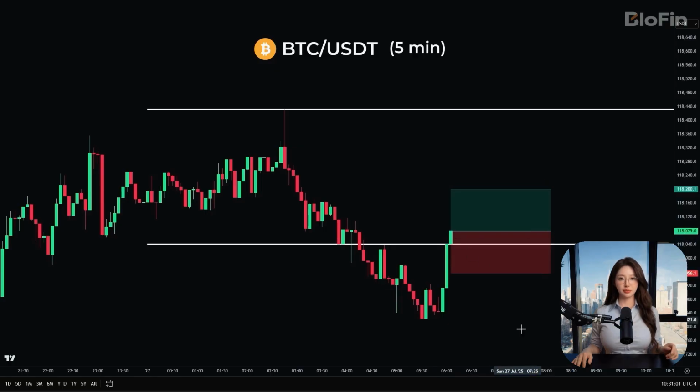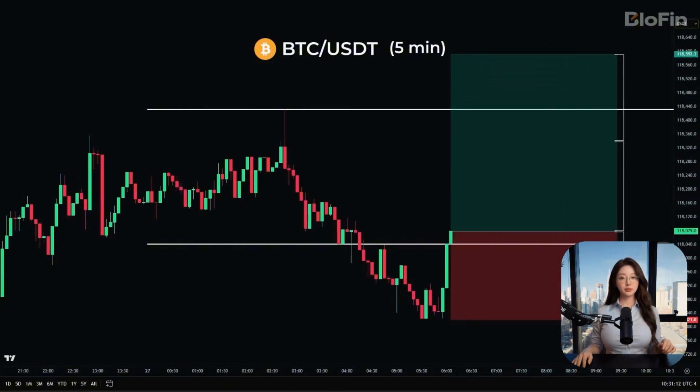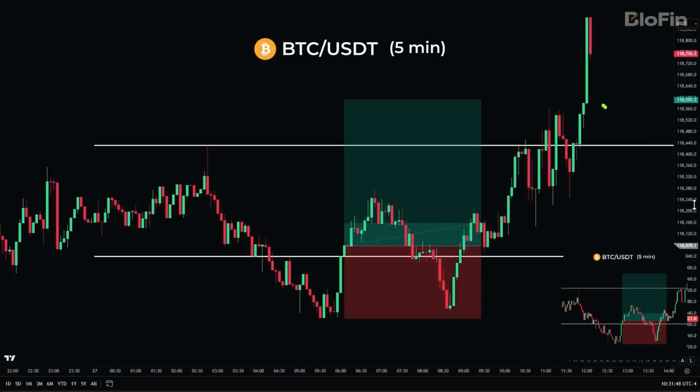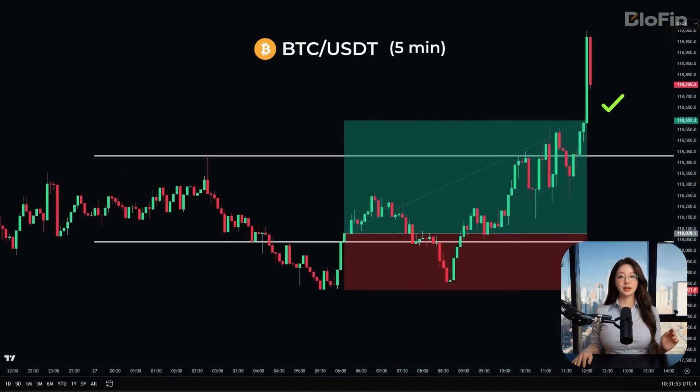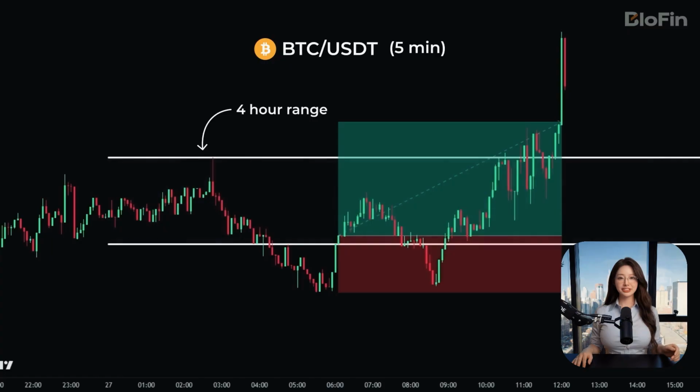For the stop loss, we place it at the exact low of the breakout move. And for the take profit, we set it at 2 times the size of our stop loss. As you can see here, price moves up and hits the take profit target. Now, keep in mind, as long as we're still within the same trading day as the 4-hour range we marked, we can still take more trades if another valid setup shows up.